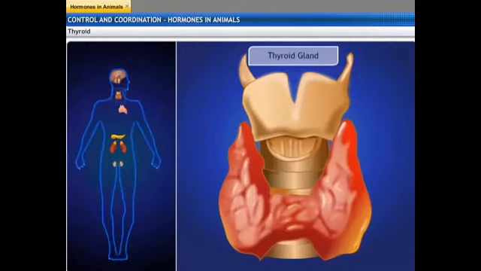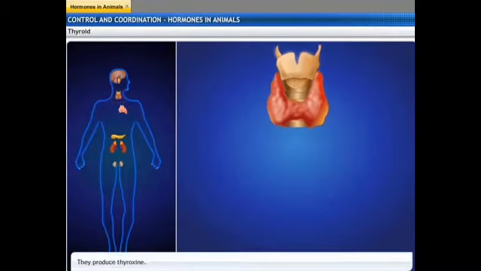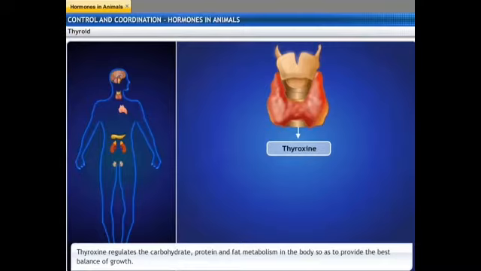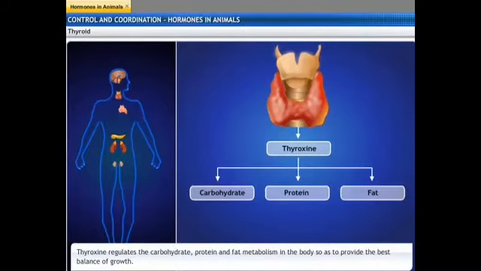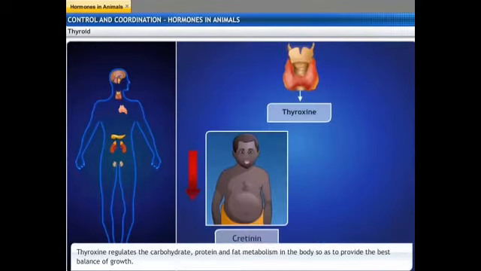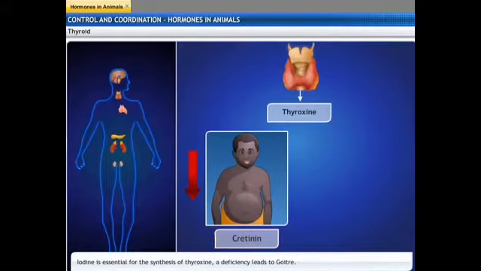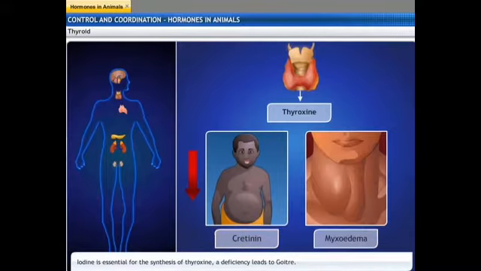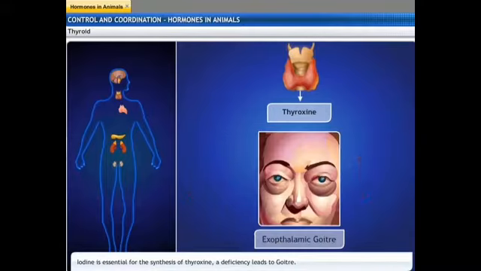Well, focusing on it in much detail, it releases the hormone known as thyroxine. This thyroxine regulates the calcium, the protein, the carbohydrate, and the fat metabolism in the body so as to produce the best balance. So it helps in the proper regulation. It regulates the entire body, and for the proper work of thyroxine, iodine is essential.